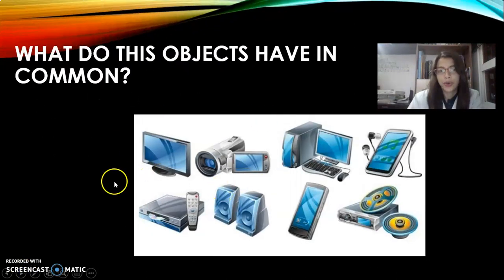Look at the picture. What do these objects have in common? All of those are electronic devices. Inside of them, we can find different types of circuits that work with electricity.